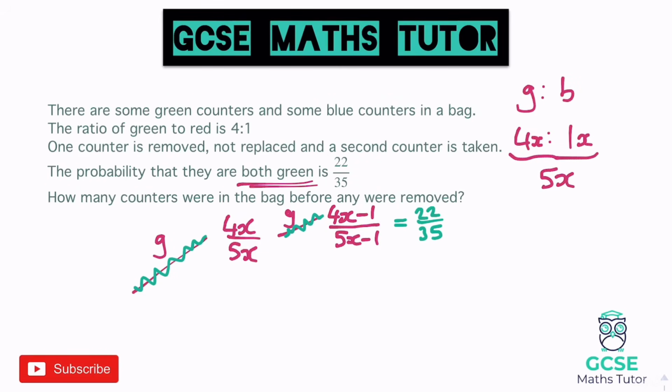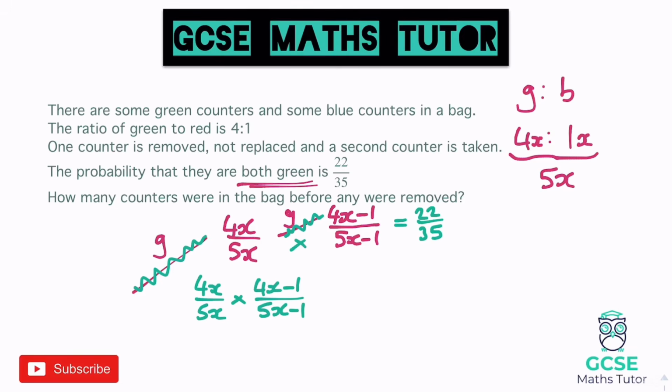Now if we do get rid of all of that, obviously when we're going across a tree we multiply, so we need to multiply these two fractions together. So we have 4x over 5x, and that is going to multiply by 4x minus 1 over 5x minus 1. There we go, and again that is going to equal 22/35, but before I set it equal to 22/35 I'm just going to work this out.